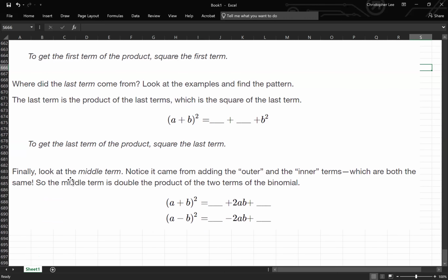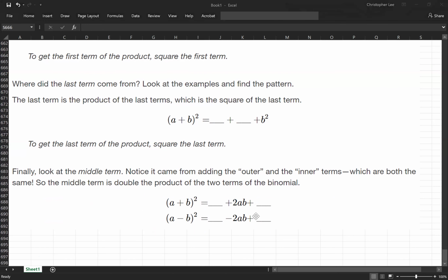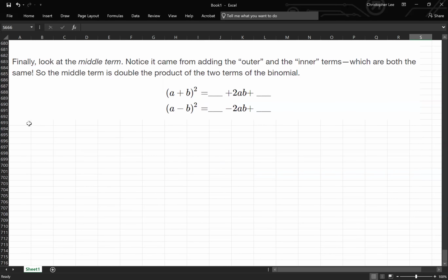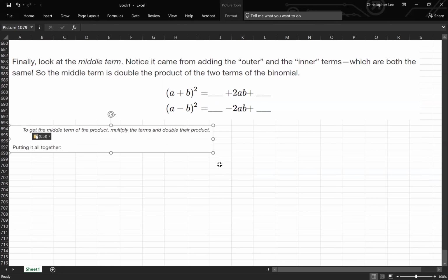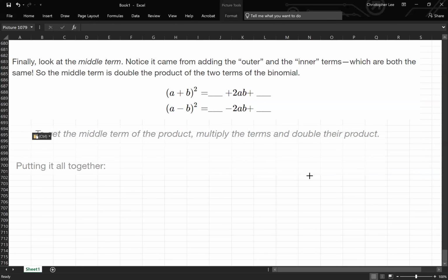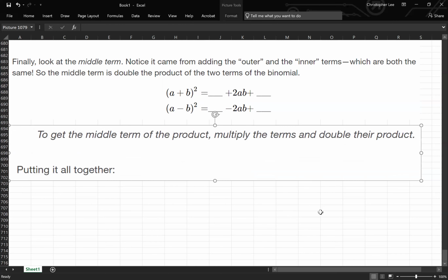Finally, we look at the middle term. Notice that it came from adding the outer and the inner terms, which are both the same. There's two of them. So that's why the middle term is going to be 2 times whatever the a and the b is. This is the pattern right here. Of course, if it was a minus sign, it would be negative 2ab. So to get the middle term of the product, you multiply the terms and double their product.